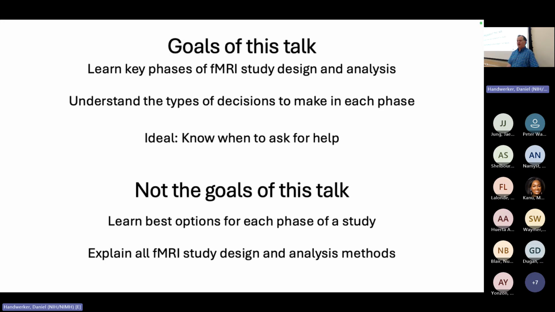What I'm not going to do in this talk is give the best options for every type of study or explain every type of fMRI analysis and method. So I'm going to do a bit of sampling, a bit of a graphic, and hopefully it comes together with some useful information.